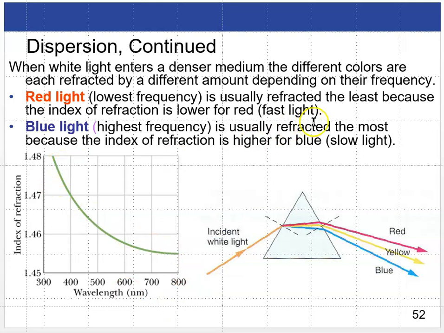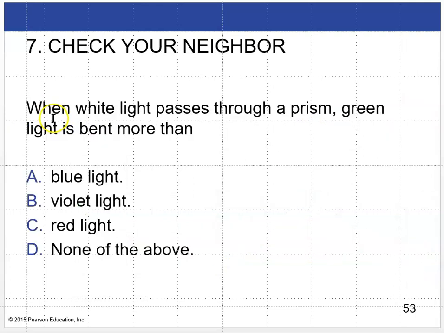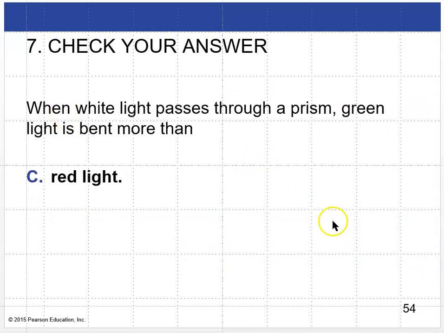Now, this does not occur in vacuum. Do not fall for that. The index of refraction is completely wavelength independent, and it's always 1. It only occurs for transparent mediums. It's not for vacuum. When white light passes through a prism, green light is bent more than red light. Green light has a shorter wavelength, so it's going to be bent more.